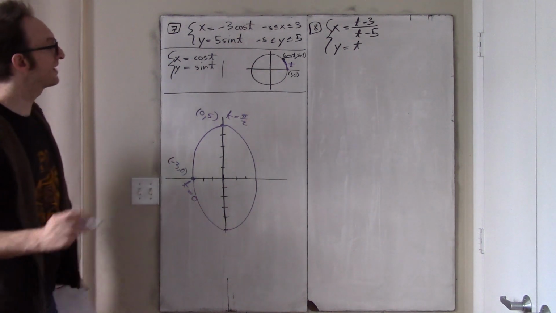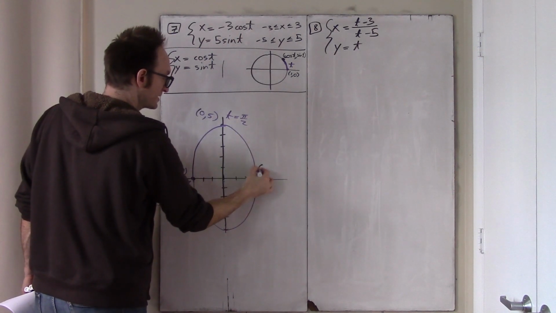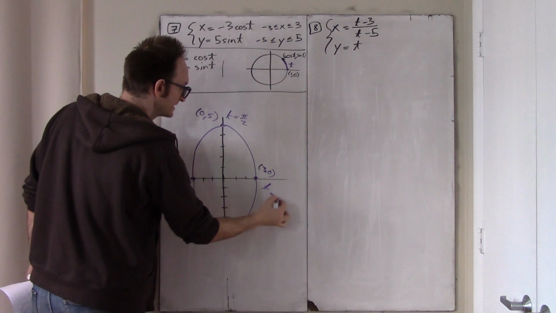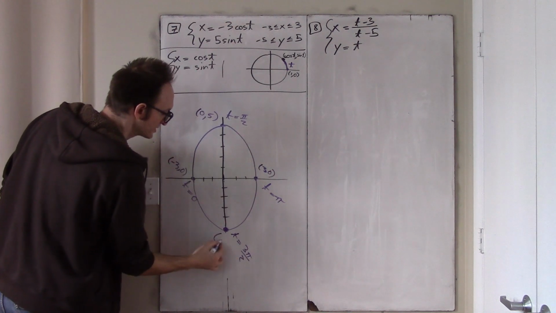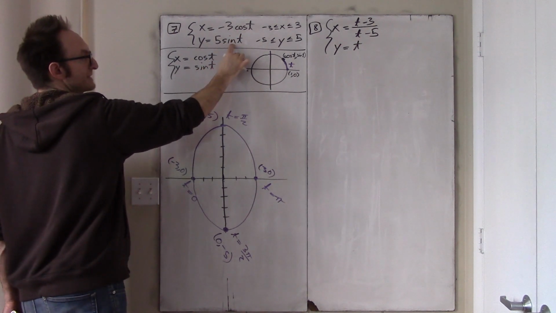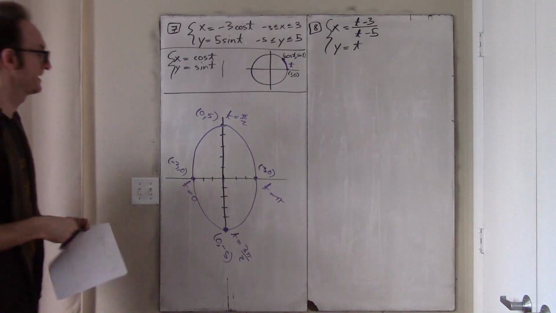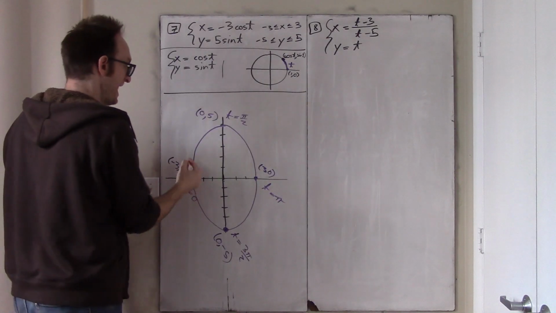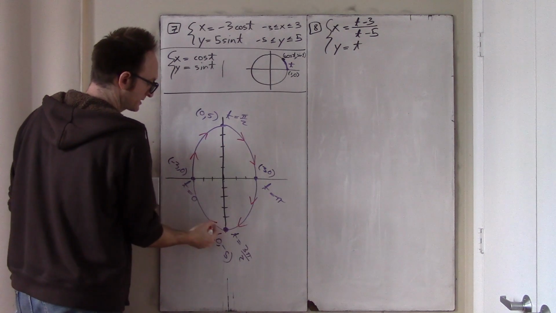But if I plug in pi, cosine pi is -1, but -3 times -1 is +3. So I end up out here at 3, comma 0 at t equals pi. And it must be that I'm here at t equals 3 pi over 2, 0, comma -5. If I plug in 3 pi over 2, cosine 3 pi over 2 is 0, sine 3 pi over 2 is negative, so then I get 0, comma -5. So the only thing kind of interesting here is that we start over here and we go kind of that way.